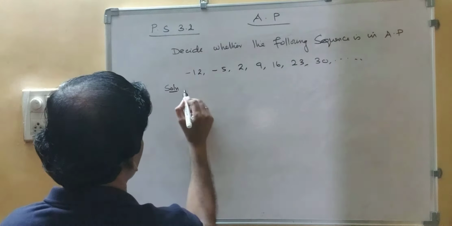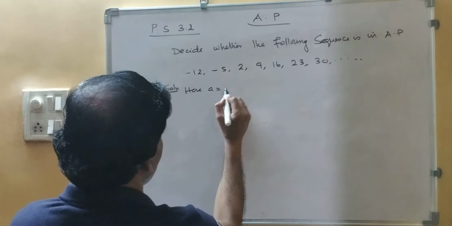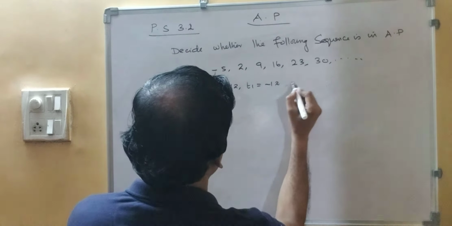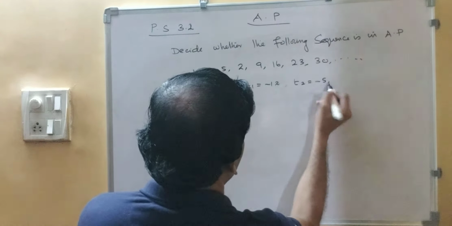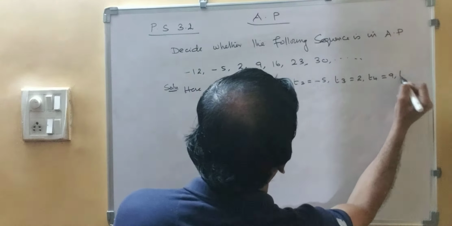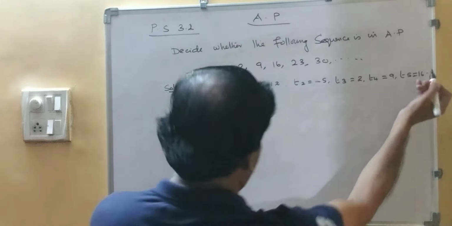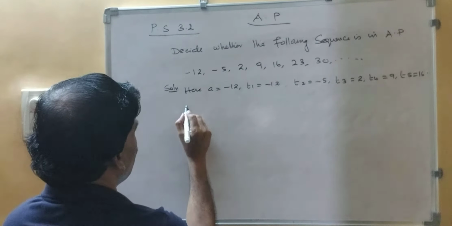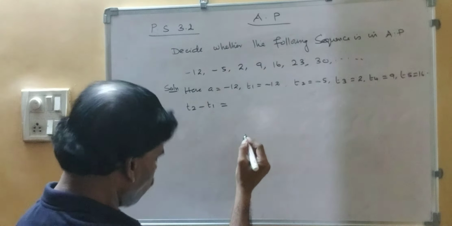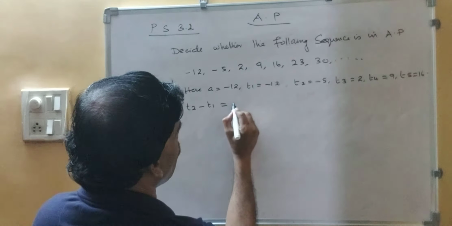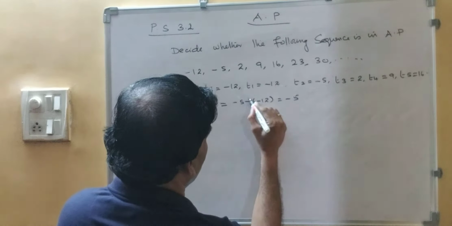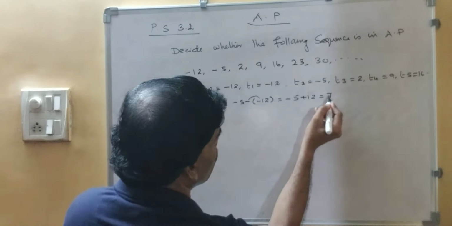Here, what is A? Minus 12, or we call it T1. What is T2? Minus 5. What is T3? 2. What is T4? 9. What is T5? 16. Okay, like that. Now we will find out the common difference, correct? T2 minus T1, which is equal to minus 5 minus (minus 12). So minus 5, we have to be very careful, plus 12, so equal to 7.